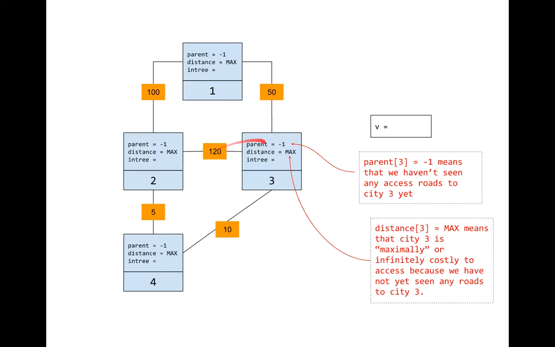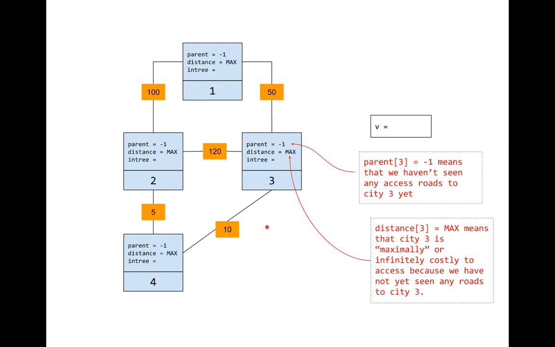We initialize the distance variable to be max, or max integer, which is kind of like infinity. Distance 3 equals max means that city 3 is maximally or infinitely costly to access because we have not yet seen any roads to city 3, right? So at the beginning of the algorithm, there's no way we could get to city 3. It would be infinitely costly to get there. It's just not possible. So we set the distance, or the minimum cost, to be kind of infinity to get to city 3.